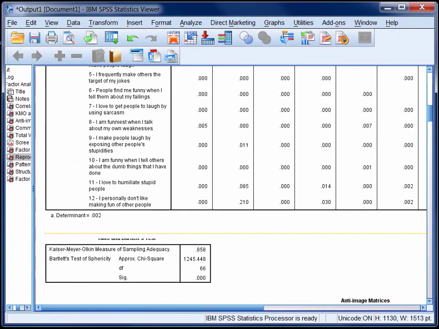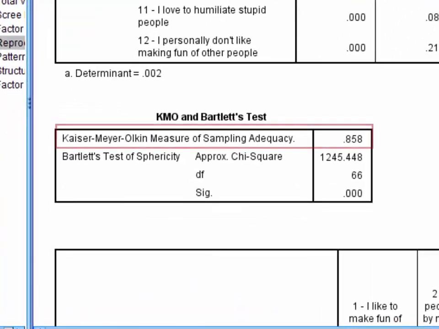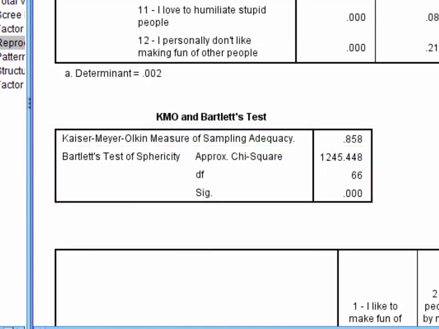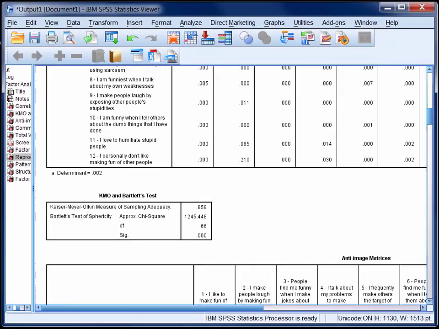Now, the second table, which I'll just scroll down to, contains the Kaiser-Meyer-Olkin measure of sampling adequacy and Bartlett's test of sphericity. These are additional measures that we can use to check that the data are suitable for factor analysis. It's recommended that the KMO be above a minimum of about 0.6 and Bartlett's test be significant, which they are here. And for information on how to interpret these statistics, please consult some of the references in StatHand.